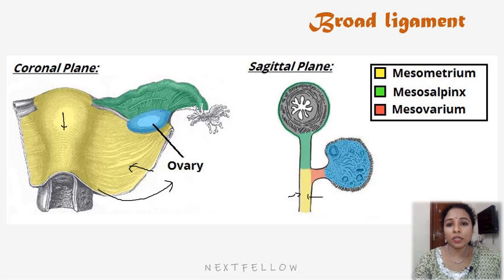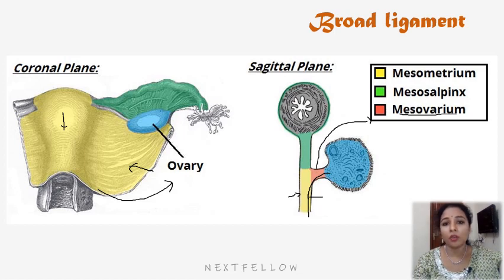It does not contain the ovary, but it is attached to the ovary by the meso-ovarian. So you can see the posterior wall of the broad ligament continues as the meso-ovarian. This is the meso-ovarian, where we can see the blue colored structure is the ovary, a cut section of the ovary. The first image is the coronal plane, anterior view, and this is the sagittal plane.